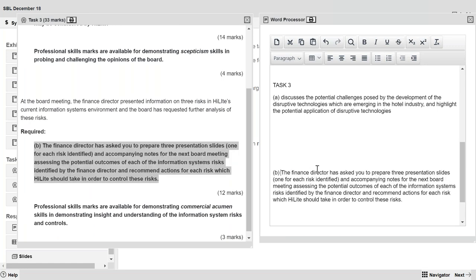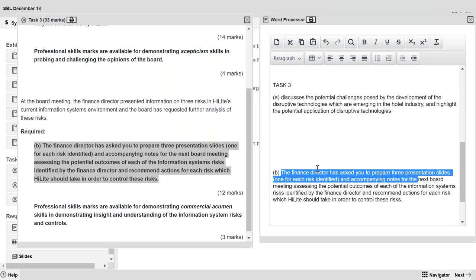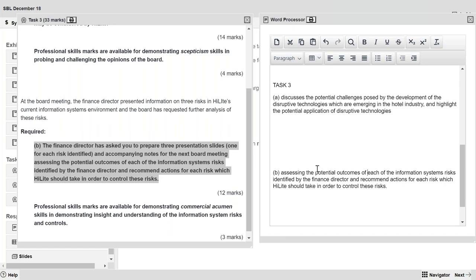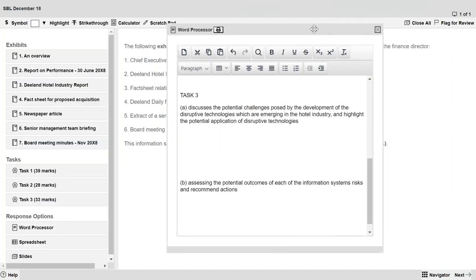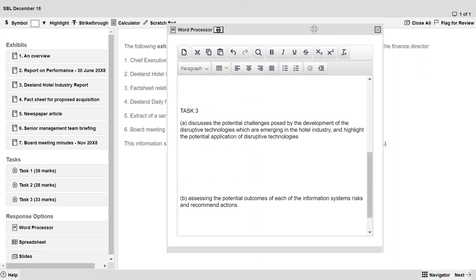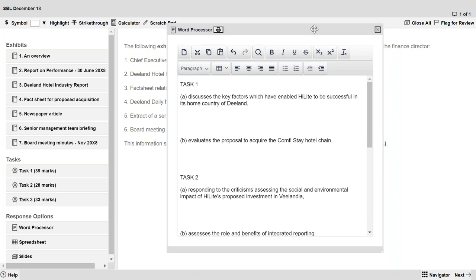The finance director has asked you to prepare 3 slides, one for each and accompanying notes, assessing the potential outcomes of each of the information system risks and recommend actions. So I know the topic, information system risks and recommendations. So done with the copy pasting. So see, in a CBE, it just took me 3 minutes. I copy pasted all the requirements.